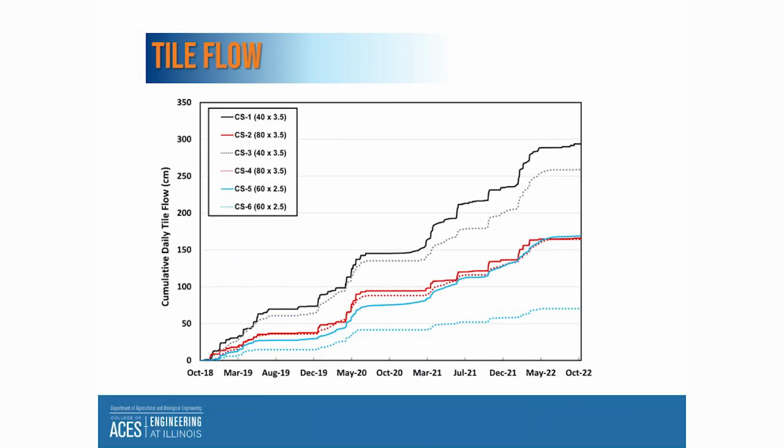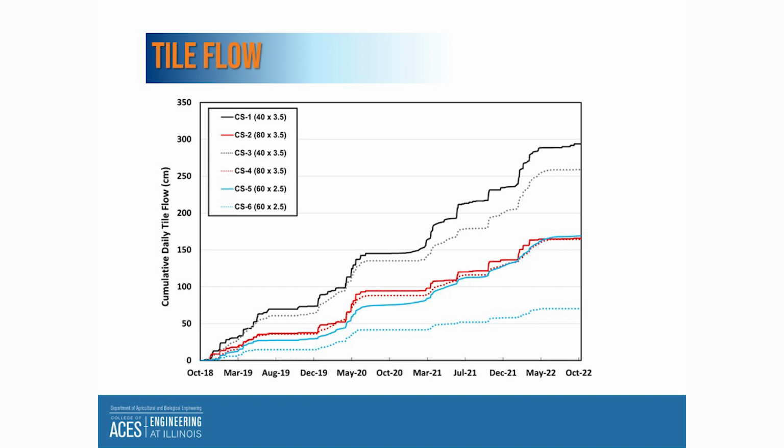And then what we found is that across all these years, when we look at the water balance, the tile flow was around 40% of the total rainfall on average from all 6 plots throughout the 4 years of the study period. This diagram shows the variation in tile flow response between the different plots. As you can see, CS1 and CS2 had 40 feet, which is narrower spacing. Obviously we were expecting narrower spacing to have more tile flow, which our studies verified.